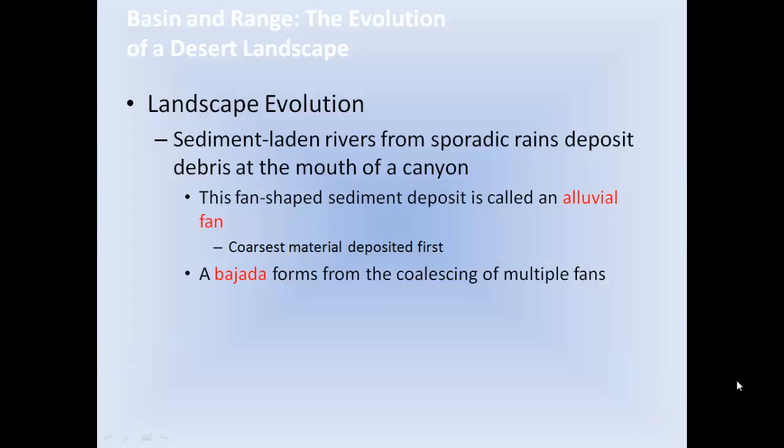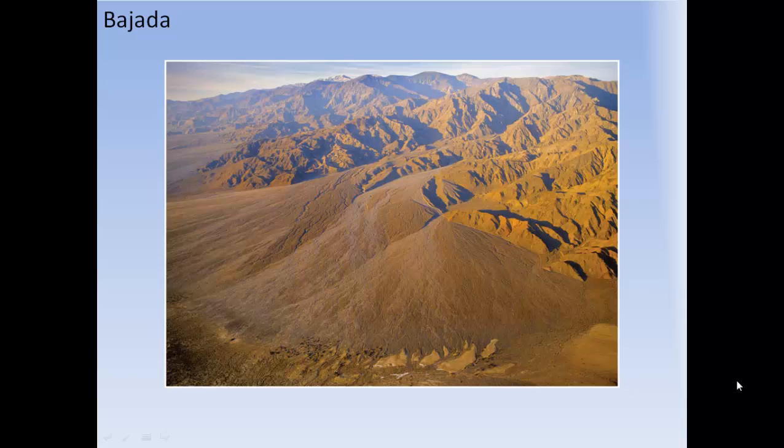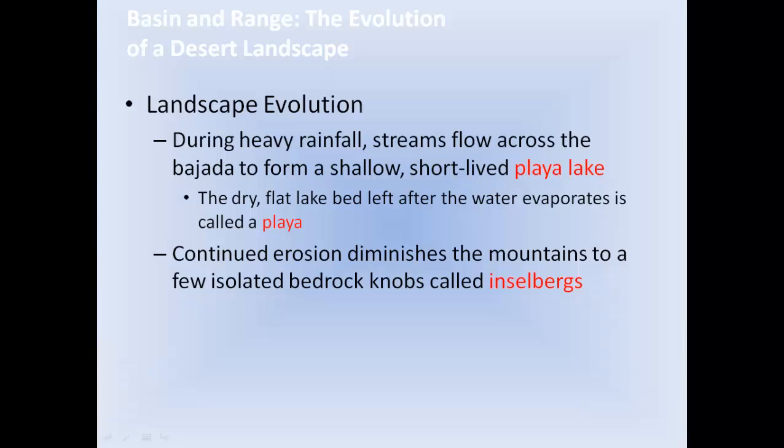Sediment-laden rivers from sporadic rain deposit debris at the mouth of a canyon. This fan-shaped sediment deposit is called an alluvial fan. The coarsest material is deposited first. A bajada forms from the coalescing of multiple fans. So here's a bajada. It's several alluvial fans that form one large fan.